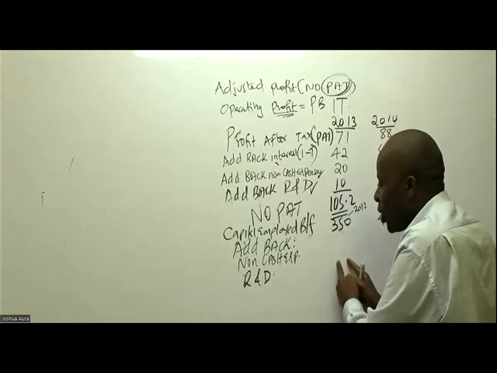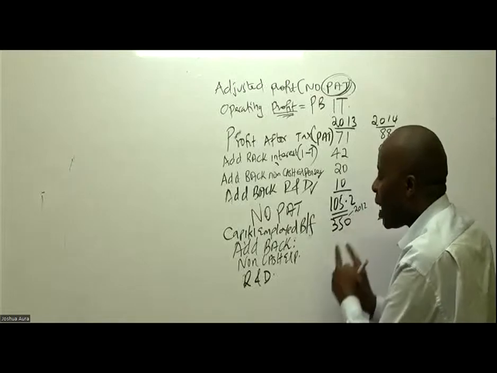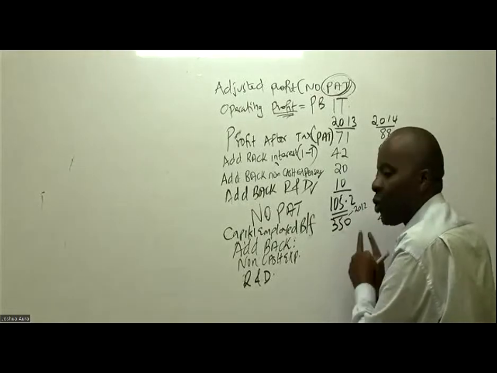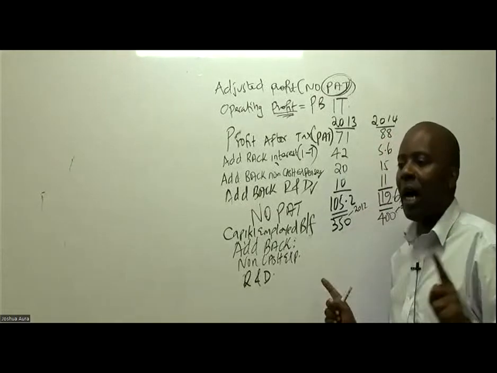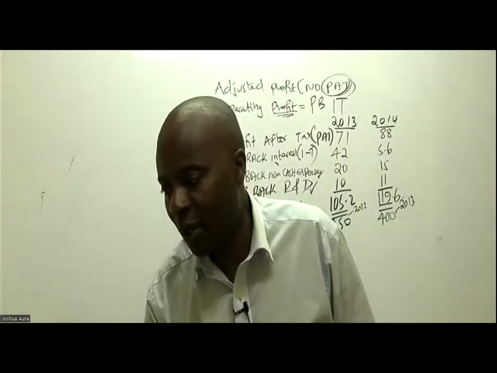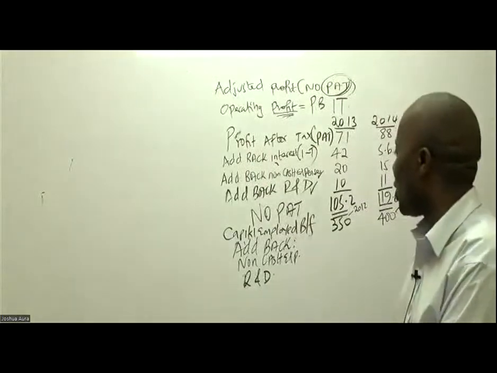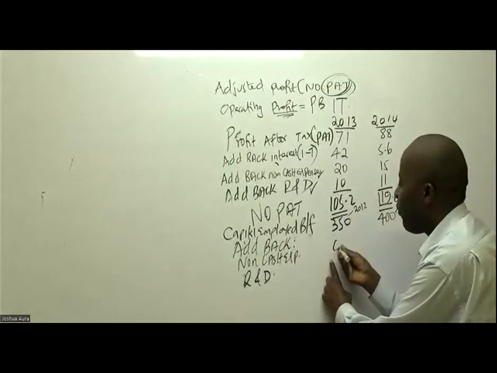What happened in 2012? For sure, we don't have any non-cash expenditure of 2012. You see here, the other non-cash expenses, they've only given us for 2013, right? So in this case, the non-cash expenditure for 2012 must have been 0.